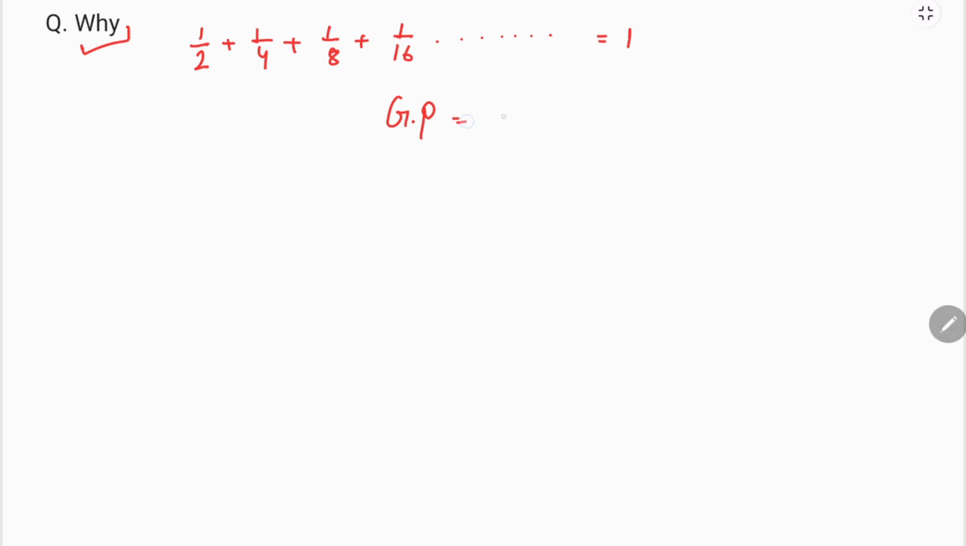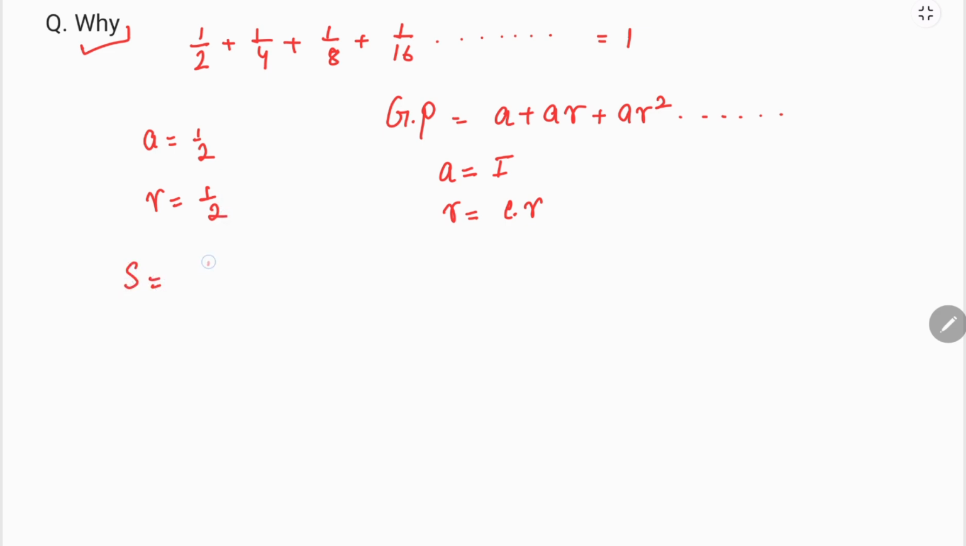Okay, GP is what? GP is a, ar, ar squared and so on, but we are adding it. The sum of a GP, a plus ar plus ar squared up to infinity. When we add, we know the first term is a, right? This is the first term, and r is the common ratio, right? So if you see here, the first term is 1 by 2 and the common ratio is 1 by 2, and we know that the sum of infinite terms of a GP is a by 1 minus r, so it would become 1 by 2 by 1 minus 1 by 2, right? And you will get 1 by 2 by 1 by 2, that is equal to 1.